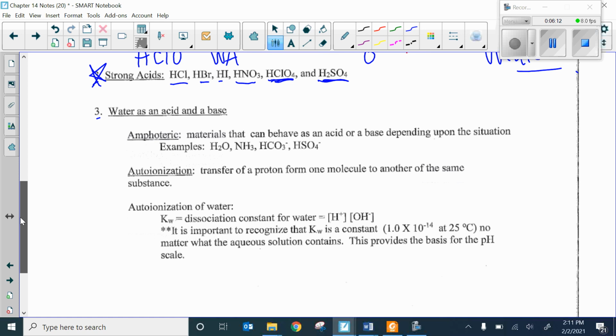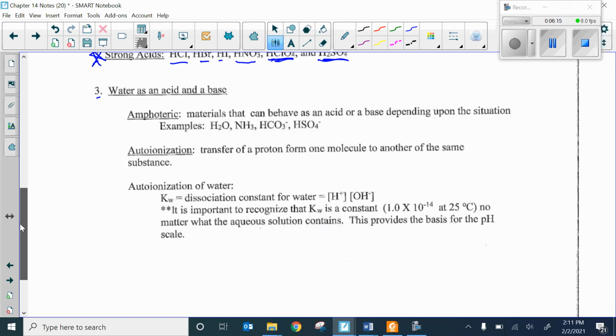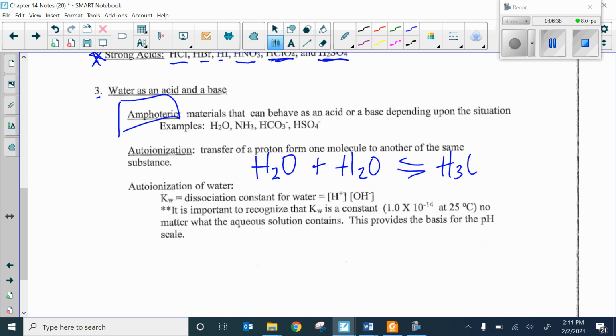Okay, water can act as an acid or a base. I think we mentioned this in the last podcast, and that means that it's amphoteric, materials that can behave as an acid or a base, and it's going to depend upon the situation whether it becomes a proton donor or a proton acceptor. So if we take a look at water, this is autoionization, that it is going to shift back and forth. In one case, it's going to become the proton acceptor, forming the hydronium ion, and in another case, it's going to donate it and form the hydroxide ion. So I can see that it can act in either direction, and this is going to be really important when we take a look at our pH.